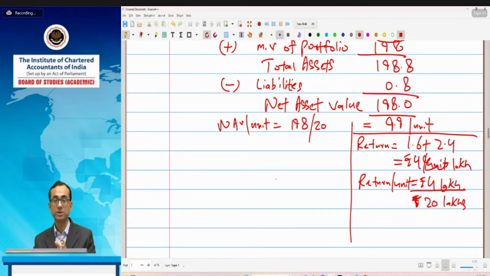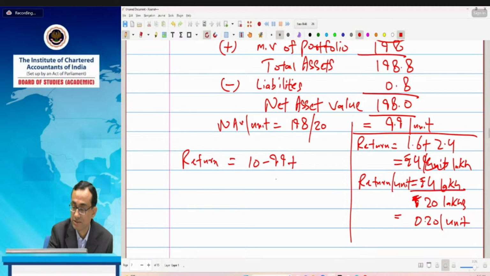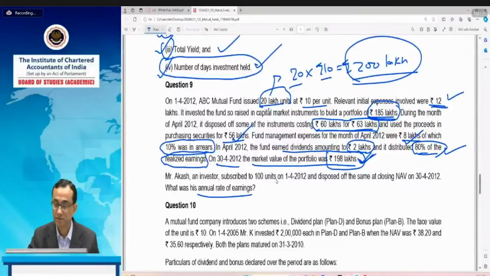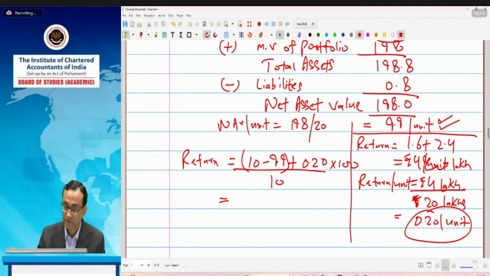So we'll calculate the return per unit, that is dividend and capital gain, which will be 4 lakh divided by the number of units, 20 lakh. So we get it as 0.2 per unit. Now we will calculate the return, which is closing minus opening NAV: 9.9 minus 10 plus dividend and capital gain 0.20, divided by opening NAV into 100. This 10 is the opening NAV, given in the question as 10 rupees, and closing NAV 9.9 we have arrived at, plus the return per unit 0.2, divided by the opening NAV into 100. This is the return.